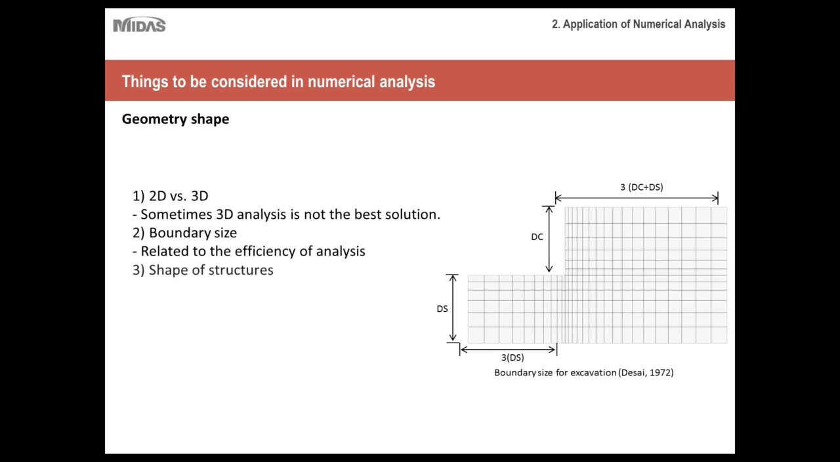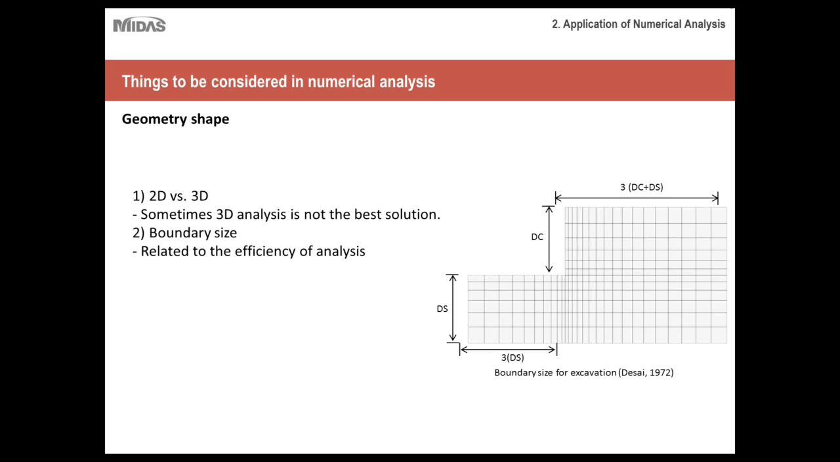And then boundary size. As I discussed, it's related to the efficiency of the analysis. For example, take a look to the right at this image. As you can see, this is a 2D excavation type project, and the depth of the excavation is labeled by D C. And then all of the other boundary conditions are a function of D, or the depth of the excavation.